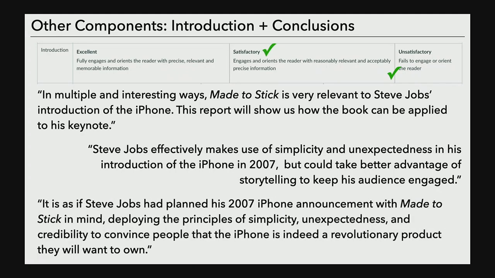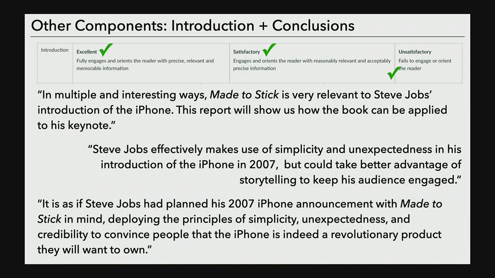This introduction, I think, probably satisfies the excellent component. It is as if Steve Jobs planned his 2007 iPhone announcement with Made to Stick in mind, deploying the principles of simplicity, unexpectedness, and credibility to convince people that the iPhone is indeed a revolutionary product they would want to own. So not only is there the three components there, there's the integration of the core message in that particular introduction, okay? So try to build an introduction and conclusion that is able to do that sort of thing, okay.